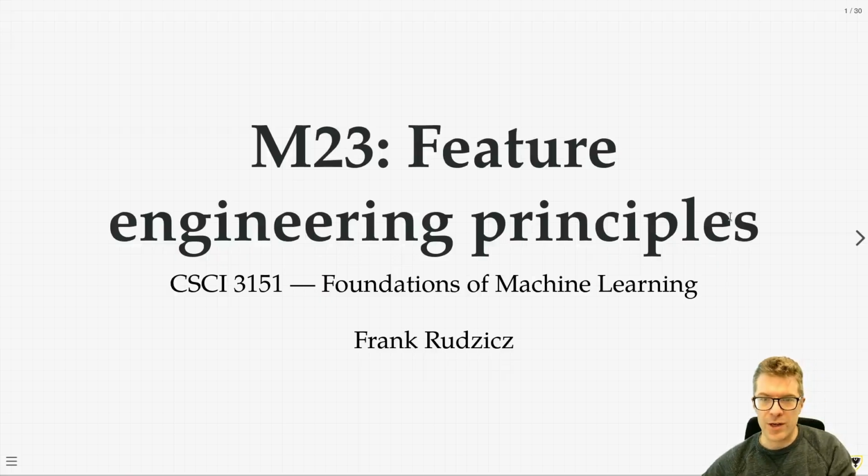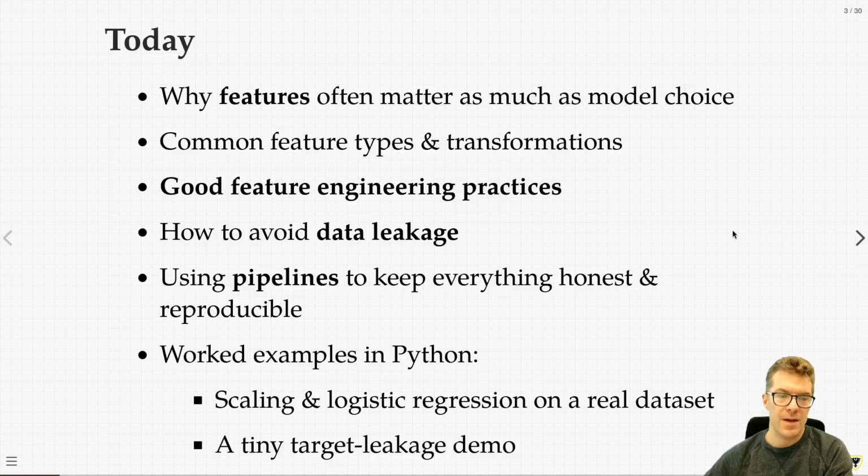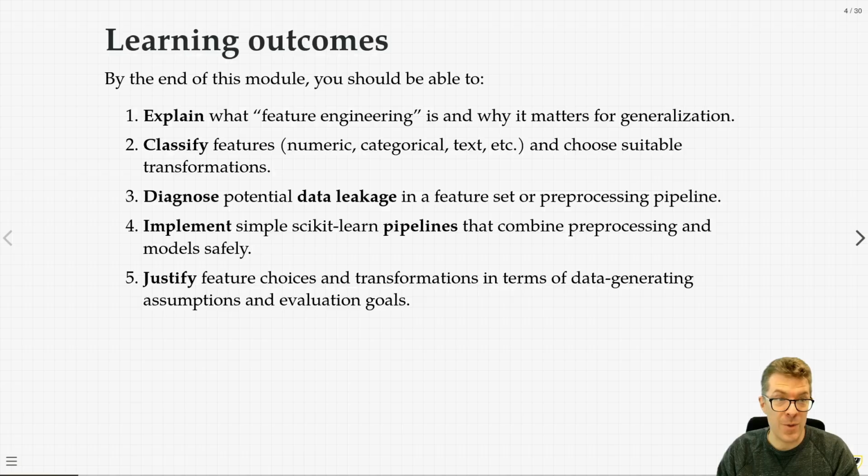Welcome to Module 23 on Feature Engineering Principles. So today we're going to talk about why features often matter as much, I should put quotes there, as model choice. We'll talk about common feature types and transformations, good feature engineering practices, how to avoid data leakage, common theme in the course, how to use pipelines to keep everything honest and reproducible, again a common theme. And we'll see some worked examples in Python, which we'll get to momentarily.